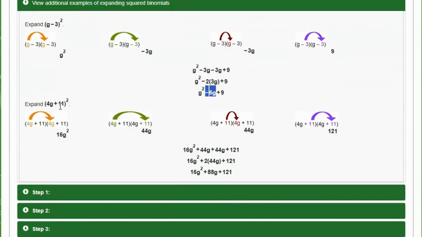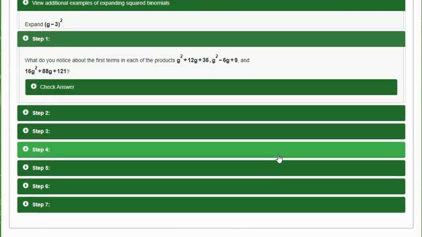The 4G plus 11: 4G times 4G is 16G squared, so that goes in the front. 11 times 11 is 121. It goes in the back. And the middle is multiplying the two terms together and doubling it because there's two of them. There's a 44G and a 44G, so you end up with the 88G. That's why we double it, because that middle term appears twice.